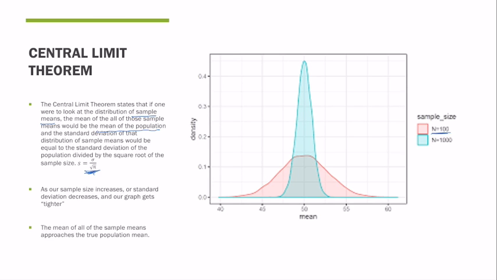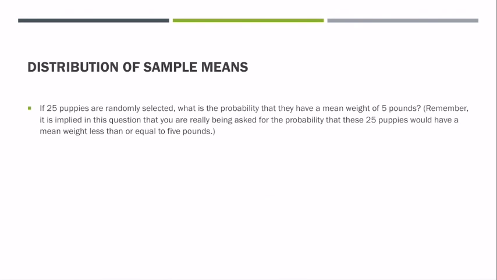So let's take a look. In red over here, I have a graph of sample size 100. It's pretty spread out. If I were to take sample sizes of 1,000, my graph gets tighter. I still have the same mean, as you can see, but my values are less spread out, so I'm going to have a smaller standard deviation, okay? And the means of all the sample means approach the true population mean, mu.